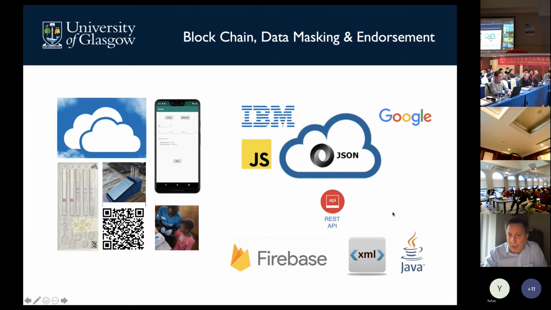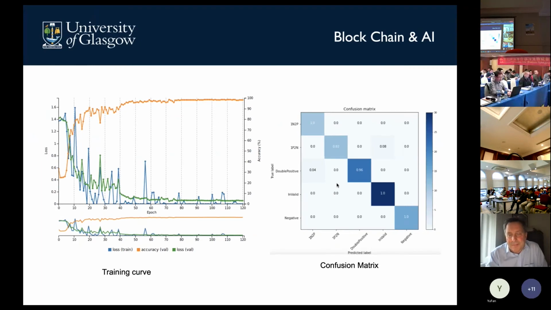And so we have our databases, which are managed on a Google tool. We have some cloud tools. This API REST is used for the communication between our app and the cloud. And we perform this very simple artificial intelligence process within the cloud.